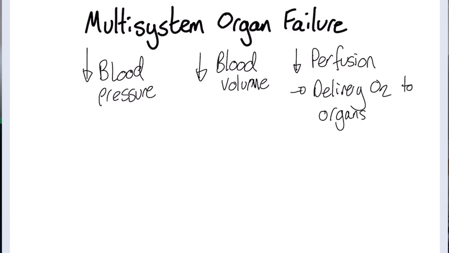Ultimately what's happening here is your organs start to fail because they're not having enough oxygen delivered to them. That's what results in organ failure, and that's what results in your death. So what we're going to look at is, how do all of these three things happen? Why does your blood pressure drop? Why does your blood volume drop? And why does your perfusion drop? Why do your organs have a reduction in oxygen delivery? And to do that, we're going to start with the virus here.